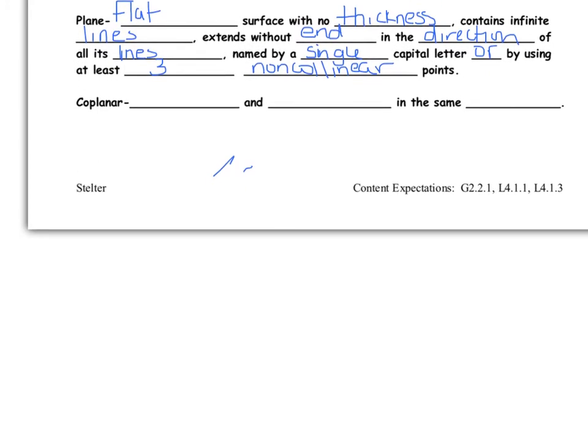Alright, coplanar. It's points and lines on the same plane. Okay, so just like collinear were points on the same line, coplanar can contain points or lines, which would make sense since lines are made up of points. So, points and lines in the same plane.